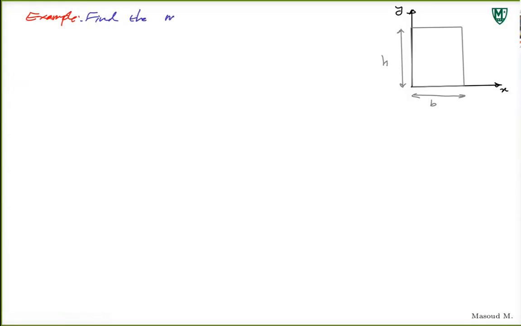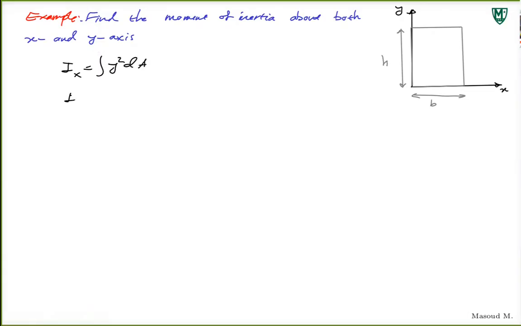We can write: find the moment of inertia about both X and Y axis. All we know is Ix is integral y squared dA, and Iy is integral x squared dA.